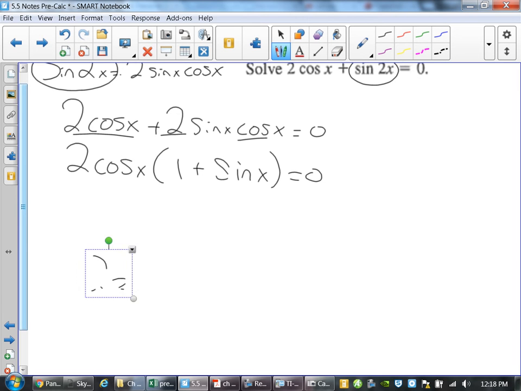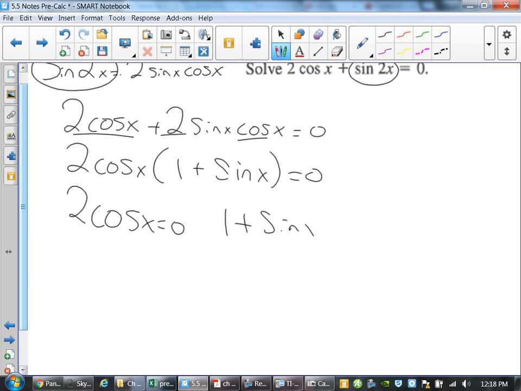You're having problems with... Story of my life. So you have 2 terms multiplying together, set equal to 0. Set both terms equal to 0. 2 cosine x equals 0. 1 plus sine x equals 0.